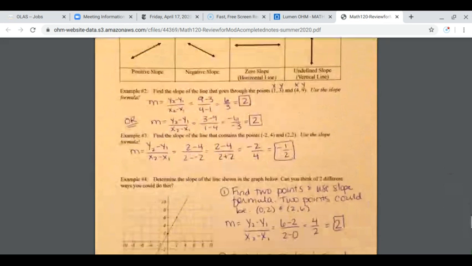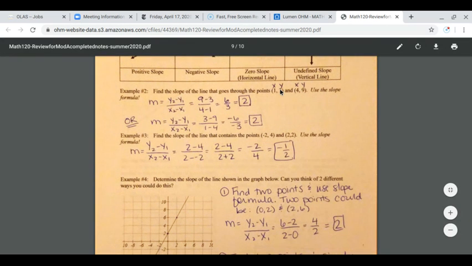So here are a couple examples. For this one, find the slope of a line that goes through these 2 points. So I'm just going to call one of these point 1 and one of them point 2. I didn't even put in the little subscripts here. But I'm going to show you here that it really doesn't matter which you call 1 or 2.